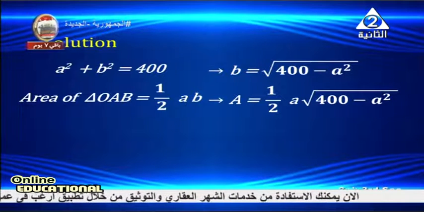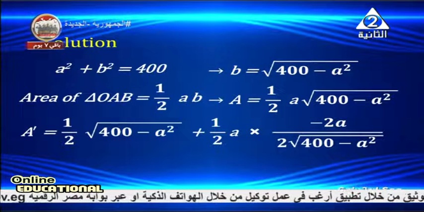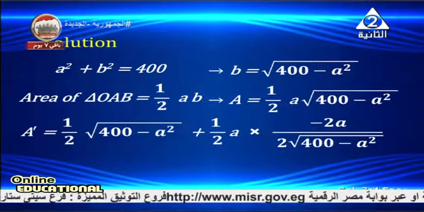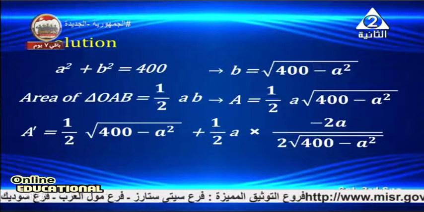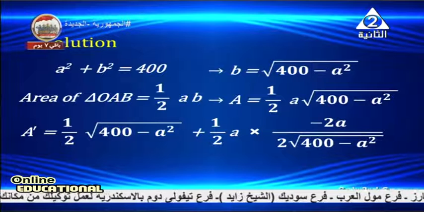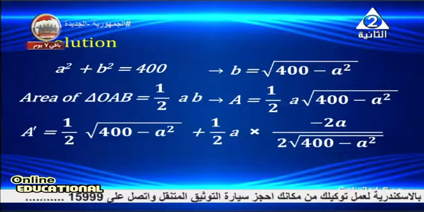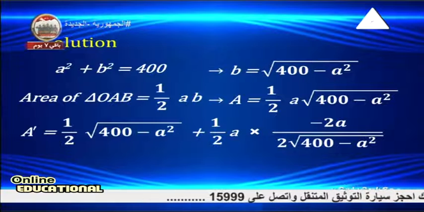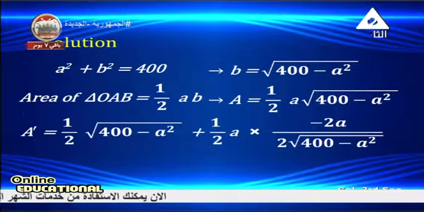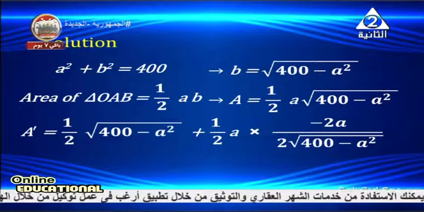Now, A dash equals the first derivative of the area. A dash equals the product of two functions: half a multiplied by the square root of 400 minus a to the power 2. The derivative is half multiplied by the square root of 400 minus a to the power 2, plus half a multiplied by the derivative of the square root of 400 minus a to the power 2.